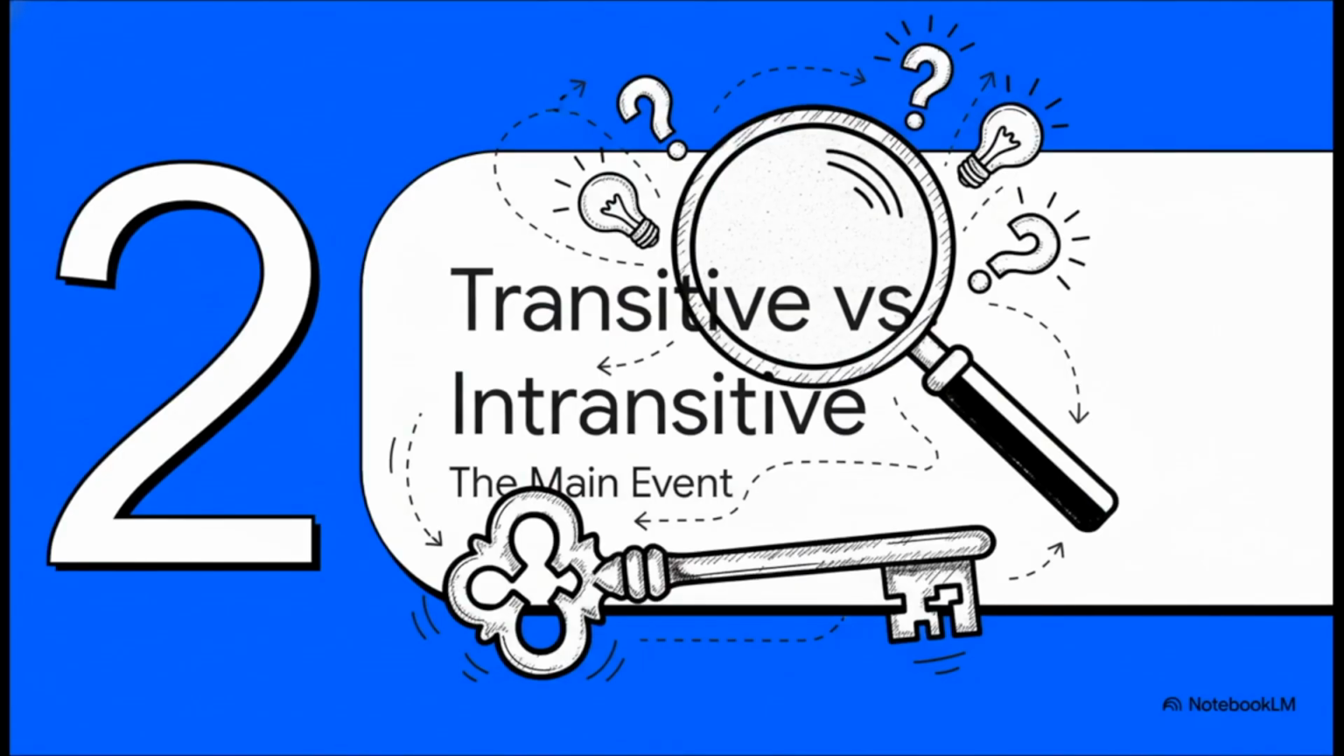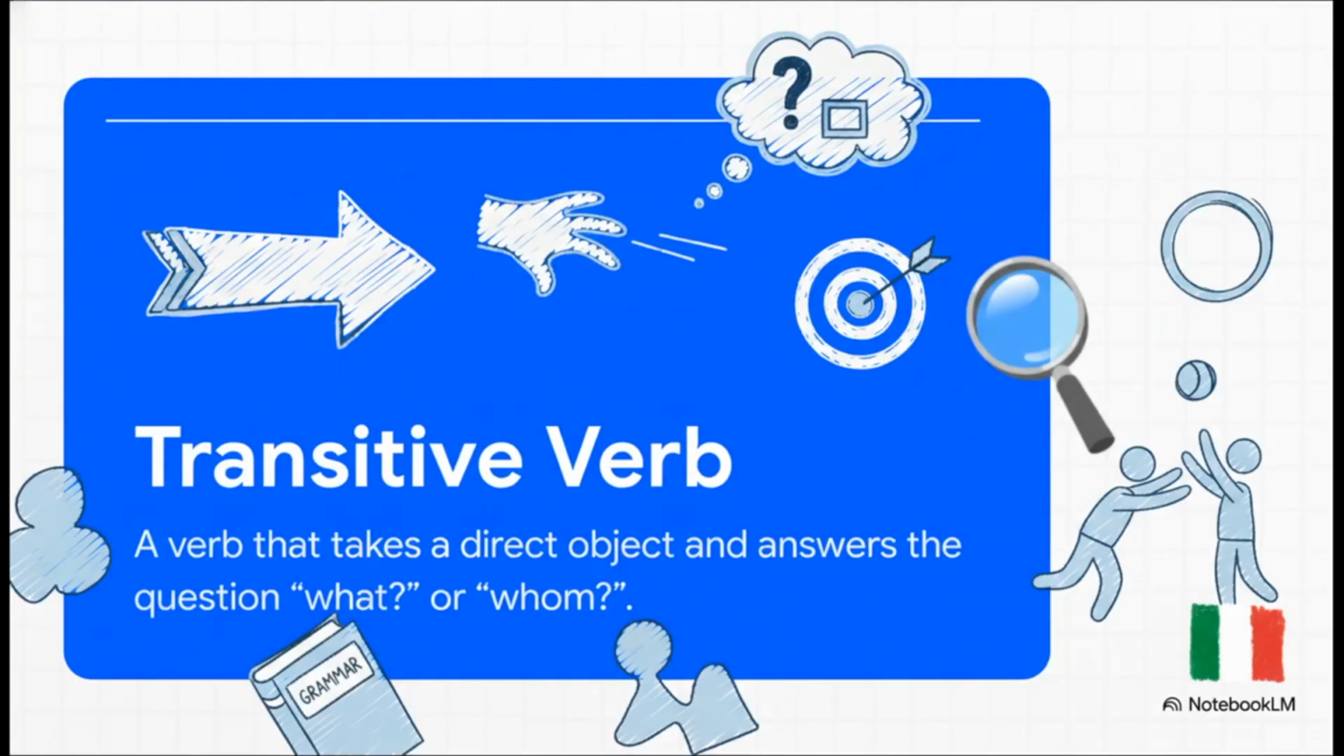This is the core of it all. It's where the real detective work comes in, because once you crack the difference between transitive and intransitive verbs, you've basically found the master key to this whole puzzle. So what on earth is a transitive verb? The easiest way to think about it is this.